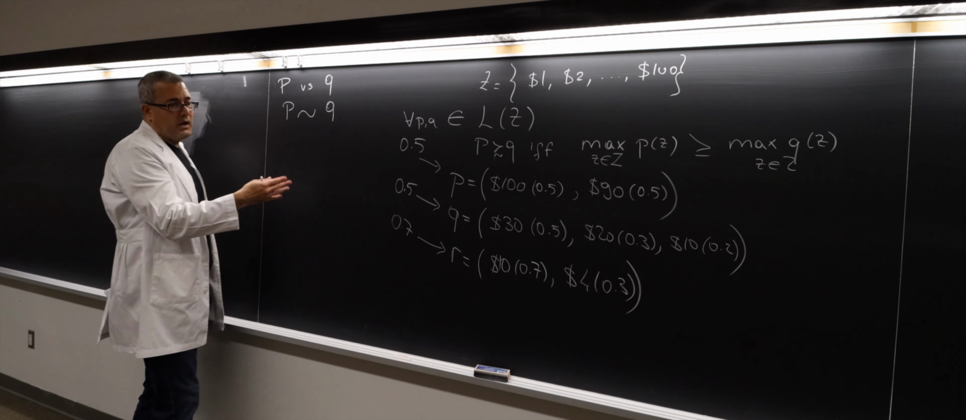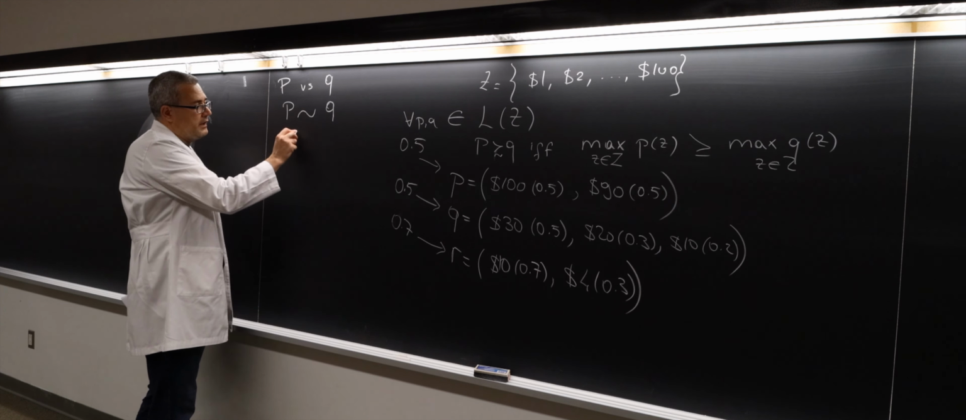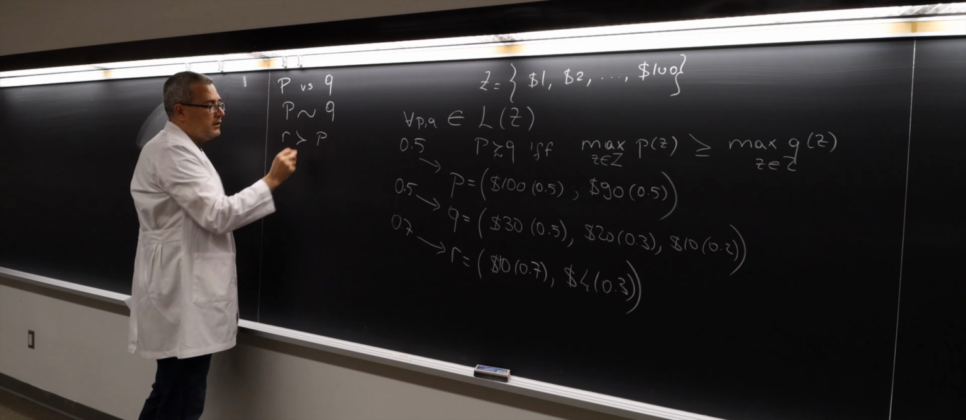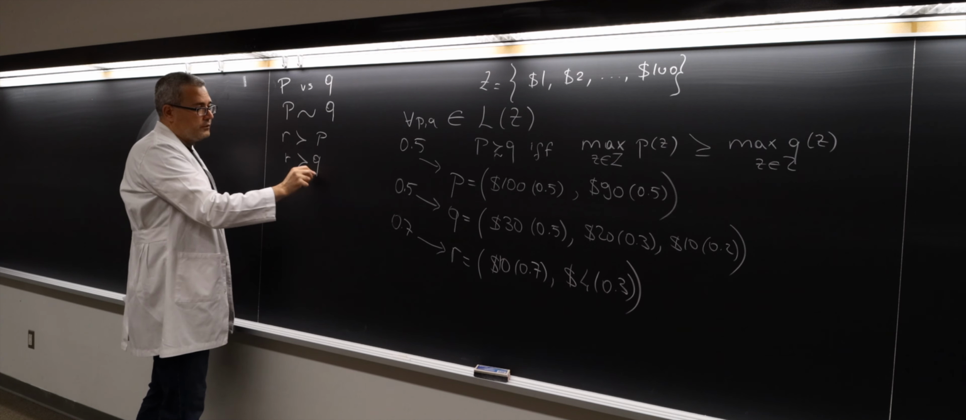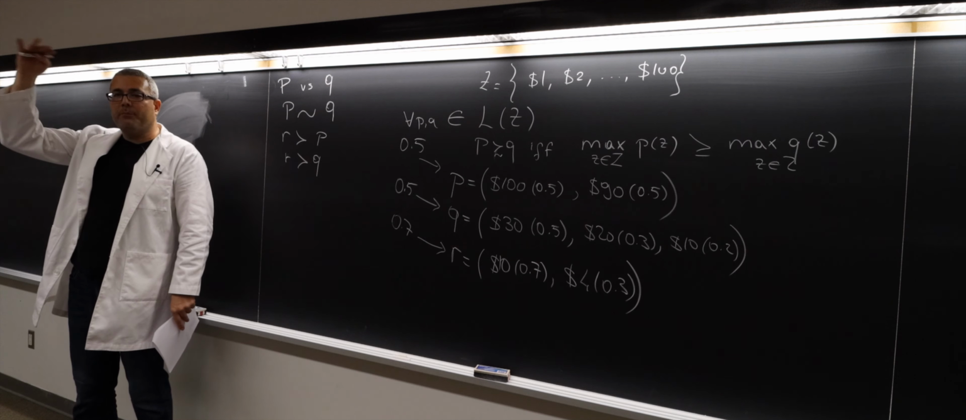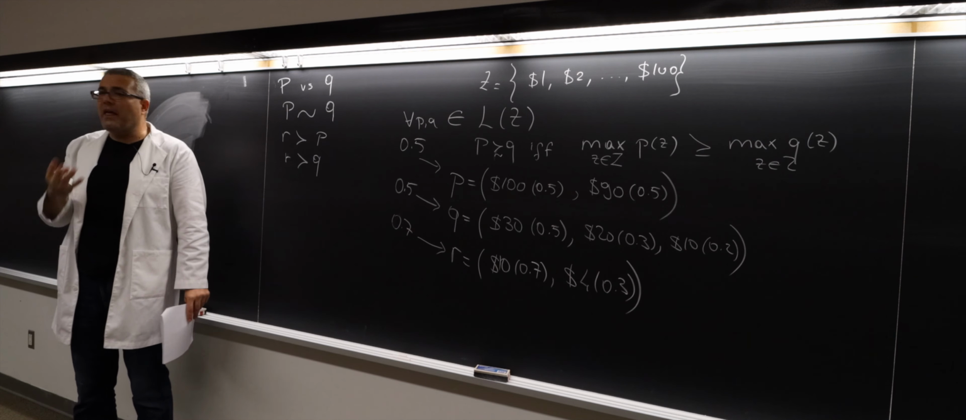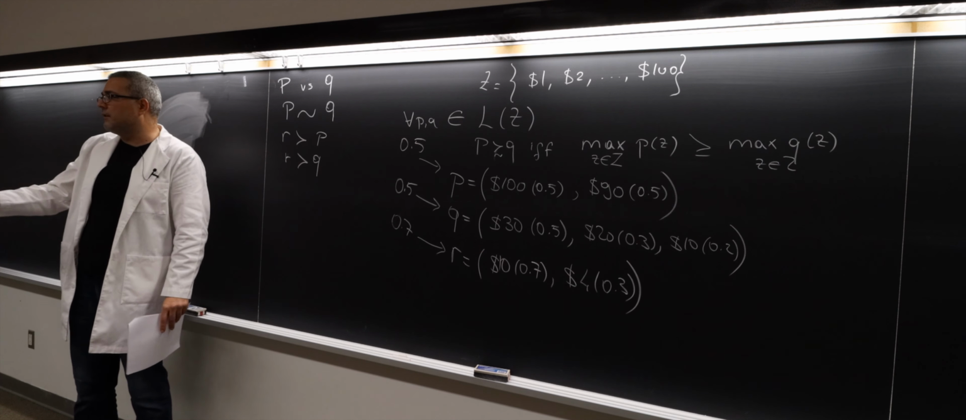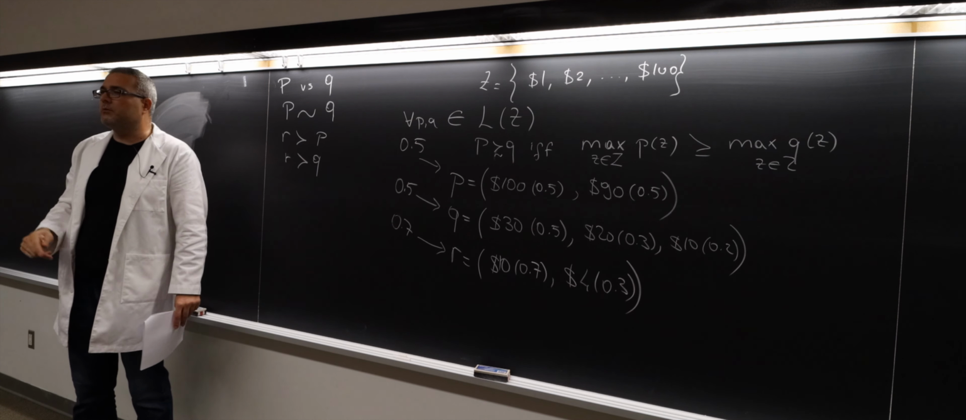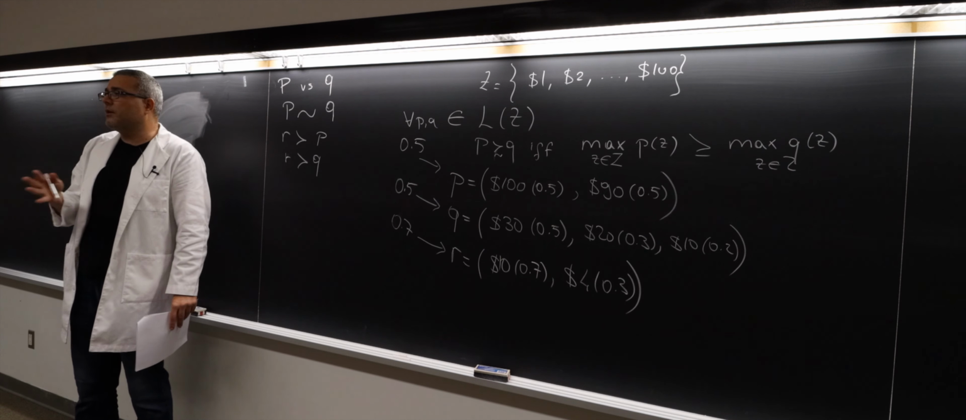Well, what about P, Q, with R? So clearly, R is preferred to P, and R is preferred to Q as well. So R is basically his top lottery, the best lottery from his point of view, and then come P and Q. P and Q are indifferent. He's indifferent between these two. That's it. Is that clear? Any question?